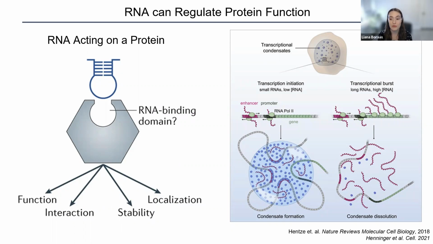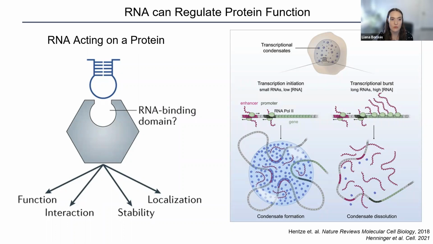So these are examples from the nucleus, not cytoplasmic RNAs, but perhaps we could be seeing a similar phenomenon with our cytoplasmic RNAs, right? Why are they there? What could they be doing? Could it be to act on protein, as I mentioned, instead of the other way around?